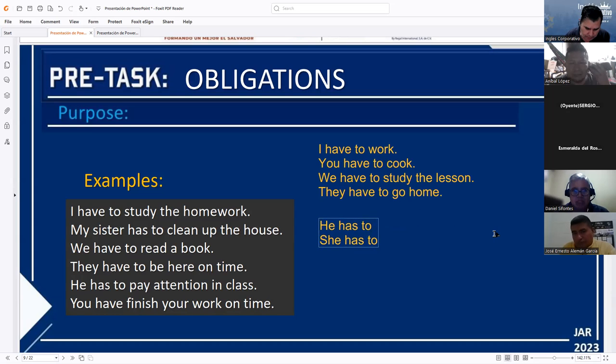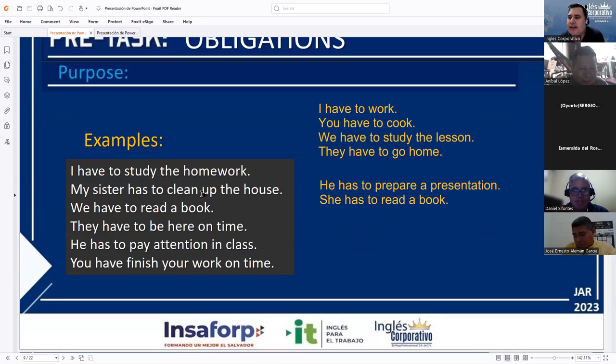He has to prepare a presentation and she has to read a book. Obligations. The examples that we have here are, I have to study the homework. Normally we do the homework. We study the notes and do the homework, right? My sister has to clean up the house. We have to read a book. They have to be here on time. He has to pay attention in class. You have to start work on time and you have to finish work on time.